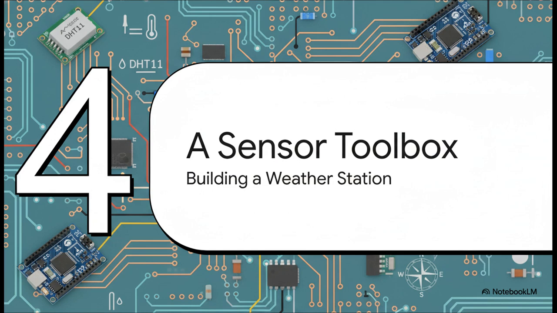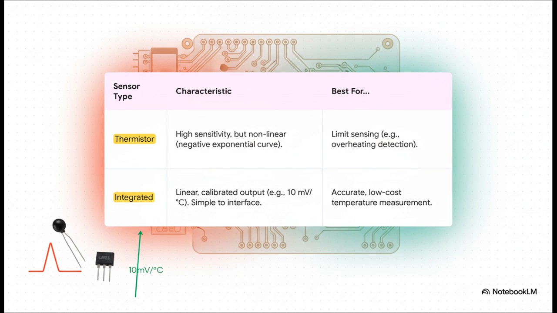Let's make this stuff real. Let's pretend we're going to build a simple little weather station. What kind of sensors would we need in our toolbox? And, more importantly, what decisions would we need to make? Well, for temperature, we've run into a classic trade-off right away.